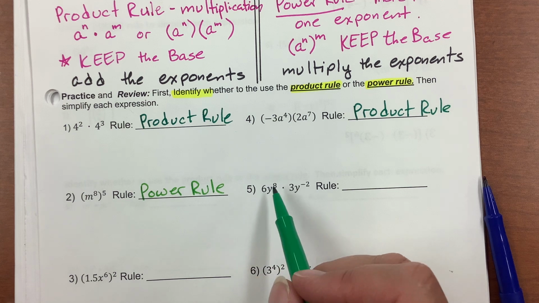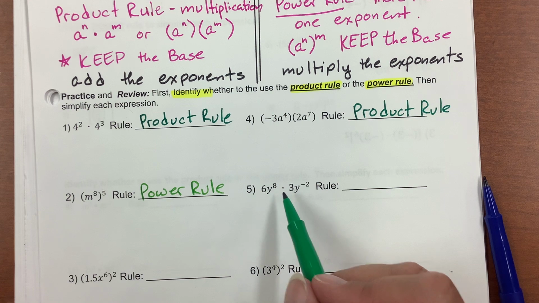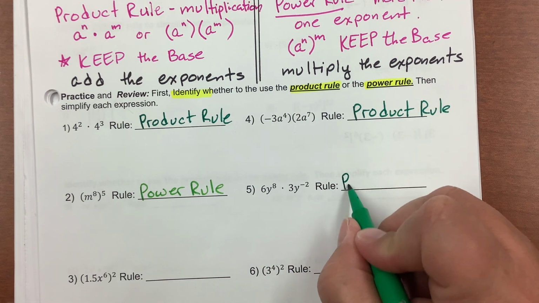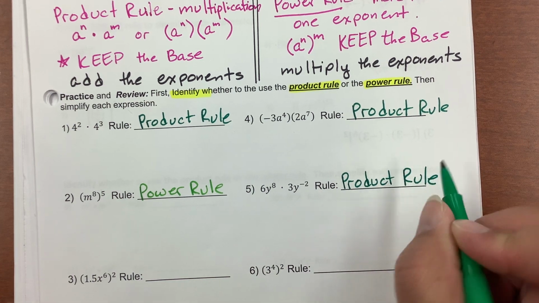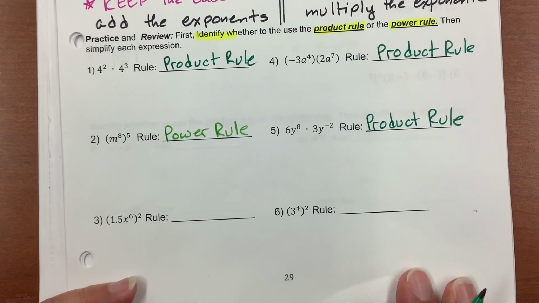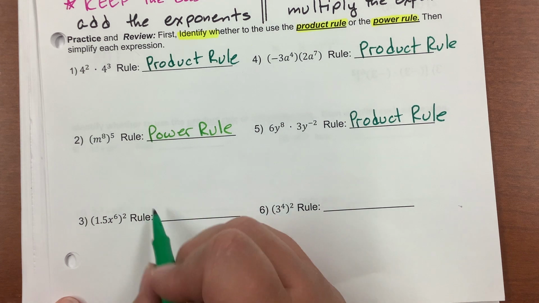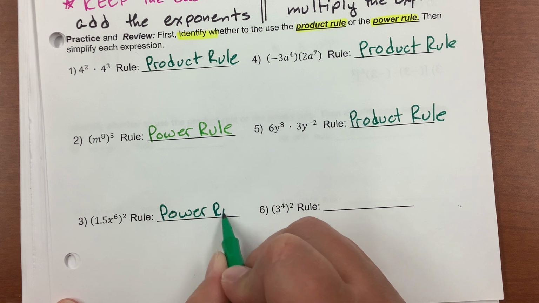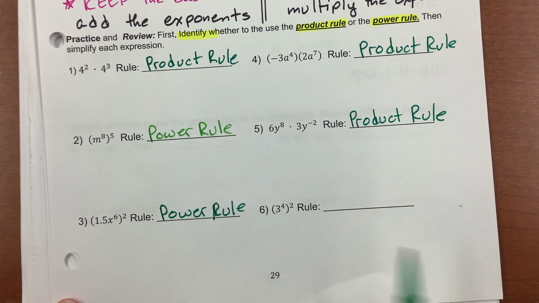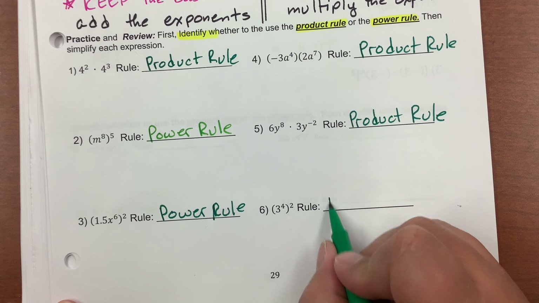This has got numbers and variables and exponents, but it also has the big dot of multiplication. So then I know that that's going to be the product rule also. Down here, parentheses and 2 exponents, power rule. Make that look like an R. Okay. Also parentheses with 2 exponents. 2 exponents right next to each other in the parentheses. That's always going to be the power rule.